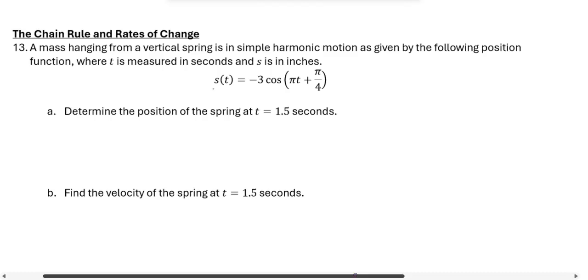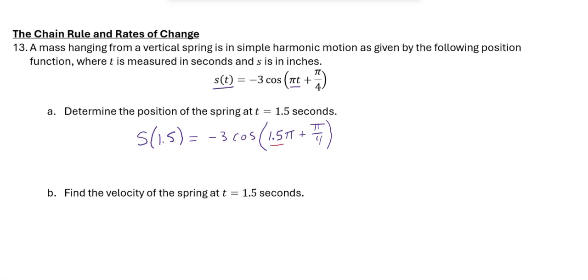Well, since this is the position function, we're just plugging in 1.5. So we're going to get negative 3 cosine of, we got 1.5 times pi. I'm going to write it as 1.5 pi plus pi over 4. Now, since our tests are without a calculator, we want to really think about what this is. The 1.5 is a decimal. We got the pi over 4 is a fraction. So I probably want to resolve that first.